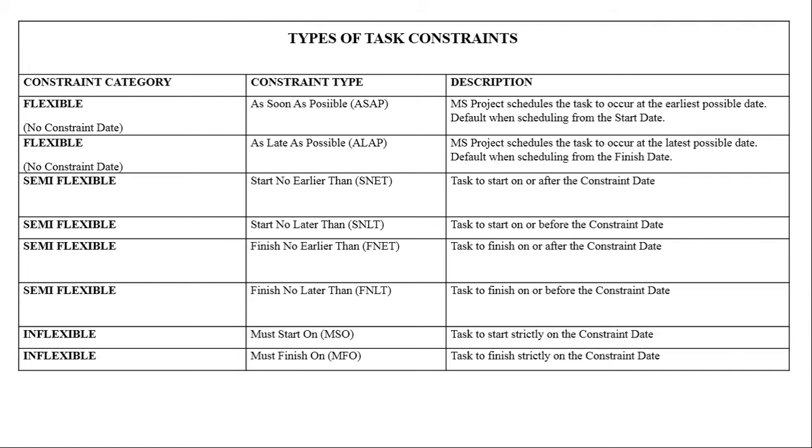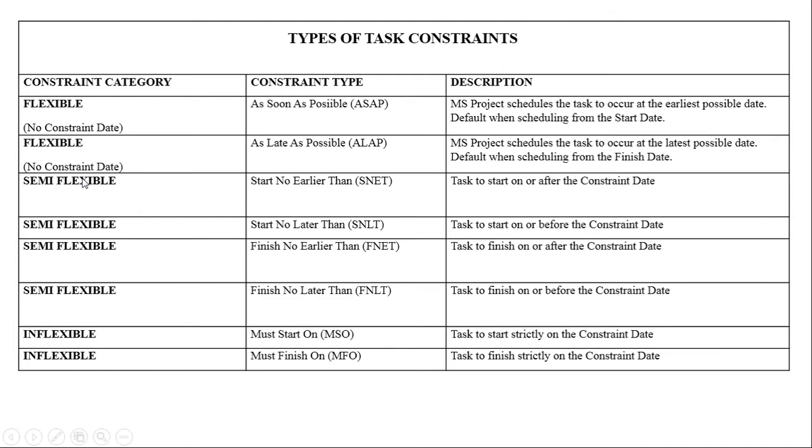So if we want it done by the 30th of June, we have to work backwards and schedule the tasks from the last task until we get to the first task. So at the end of the scheduling, we will now know by which date the project must start in order to finish on the 30th of June. So if we are scheduling from the finish date, under the flexible constraints, we use the type as late as possible so that MS Project will schedule the tasks to occur at the latest possible date.